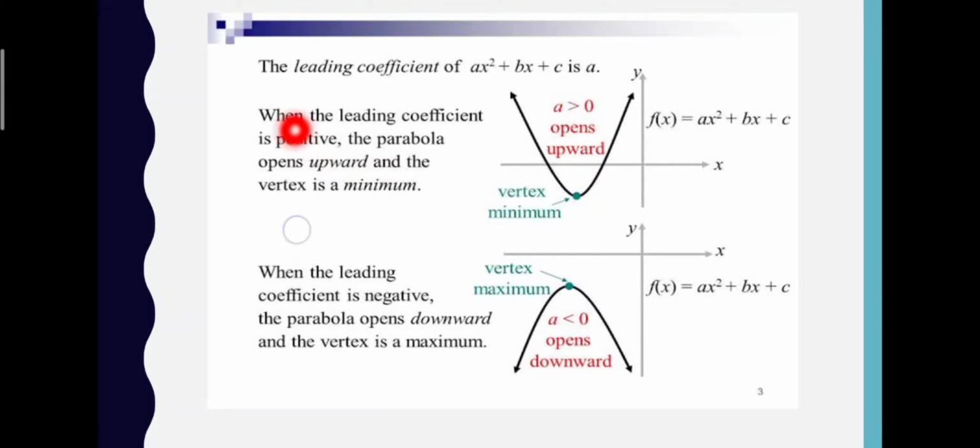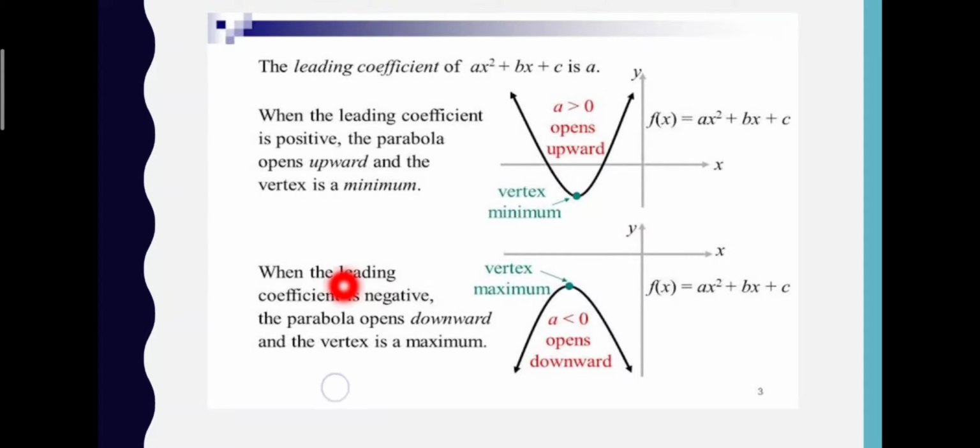Okay, so when the leading coefficient is positive, the parabola opens upward and the vertex is a minimum. So this is the graph. Ang leading coefficient daw is positive number, ibig sabihin ang graph niya ay nakabuka pataas. Tingnan nyo to, di ba? Nakabuka siya pataas, and the vertex is a minimum. Ang vertex niya is minimum since nasa baba siya.